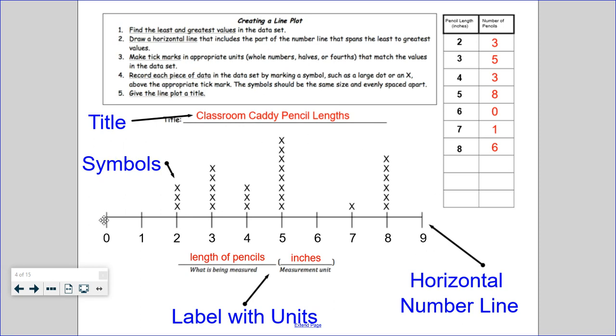All right, in part 2 of this lesson, we are going to take some data and we're going to make a line plot together.